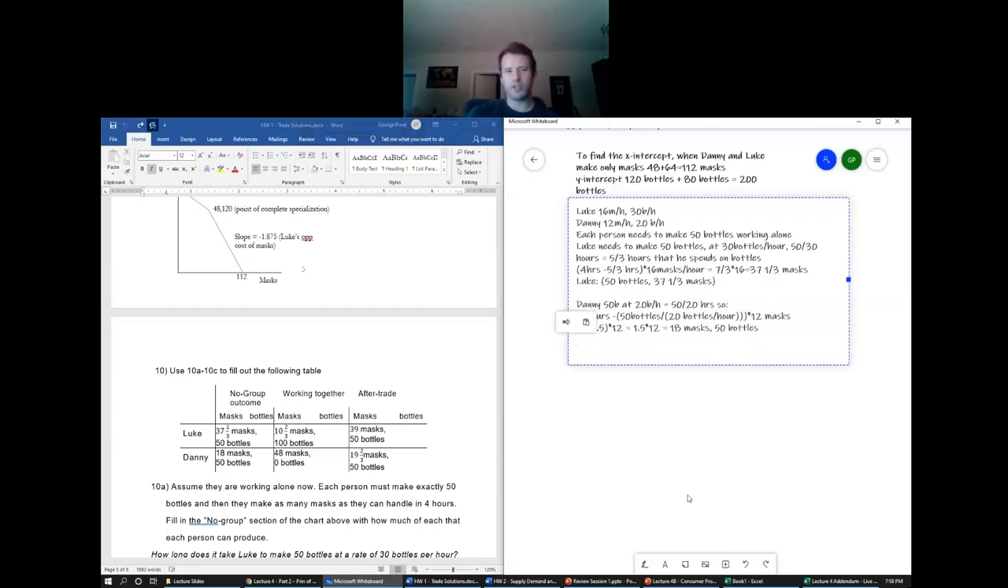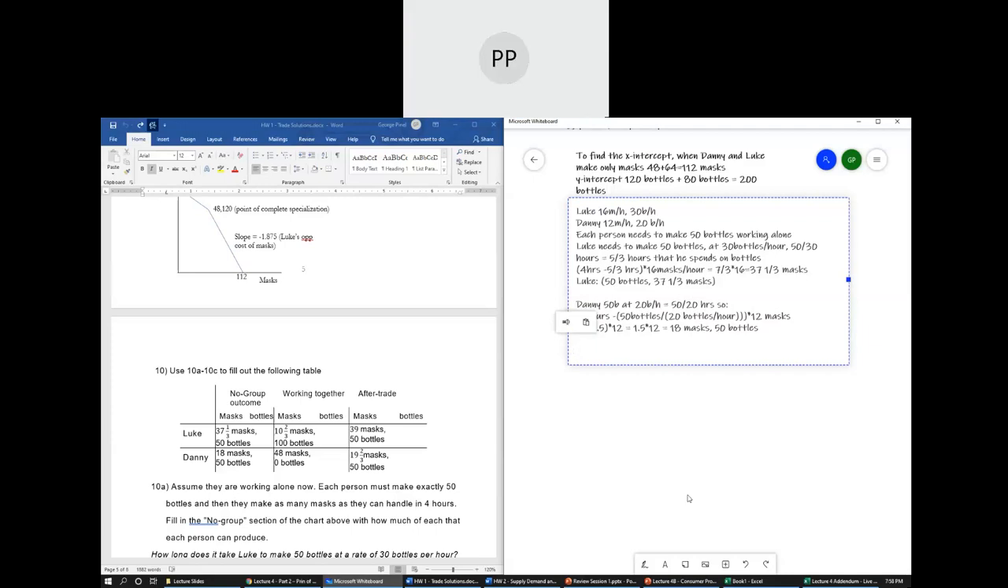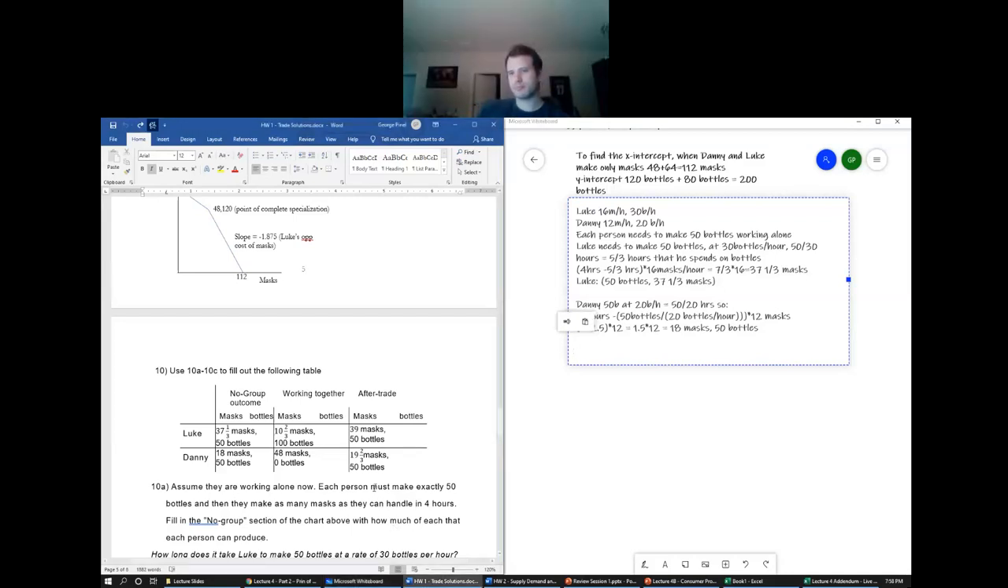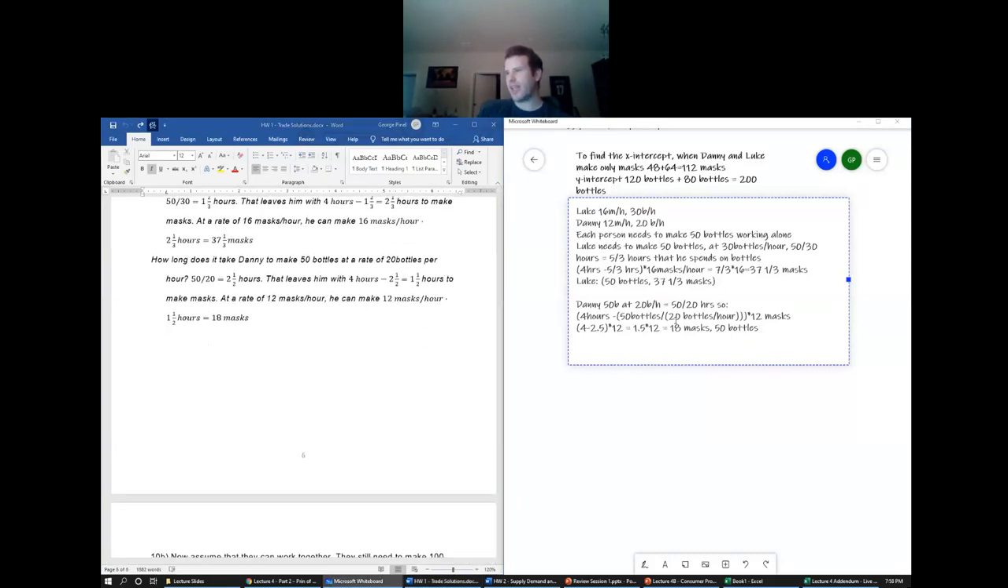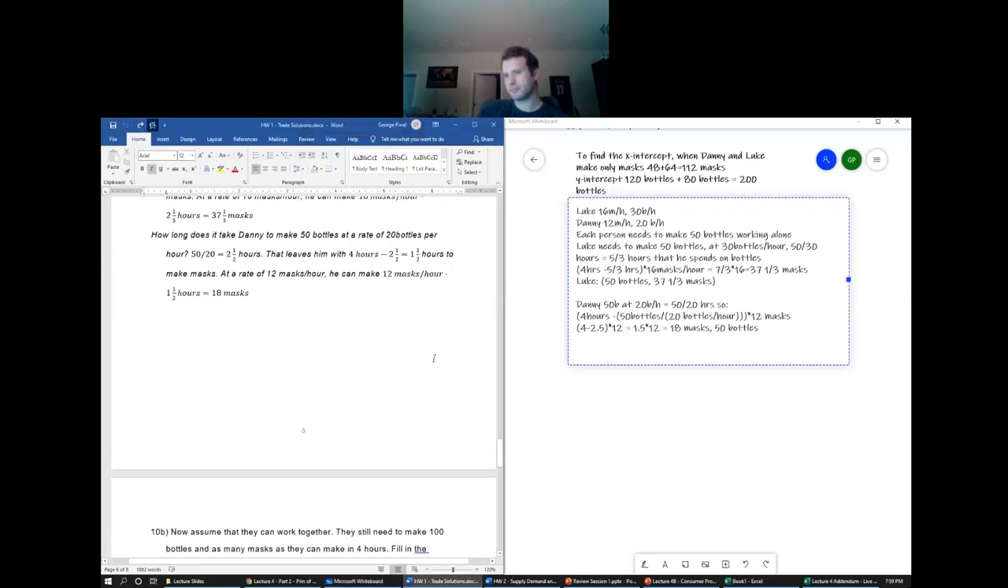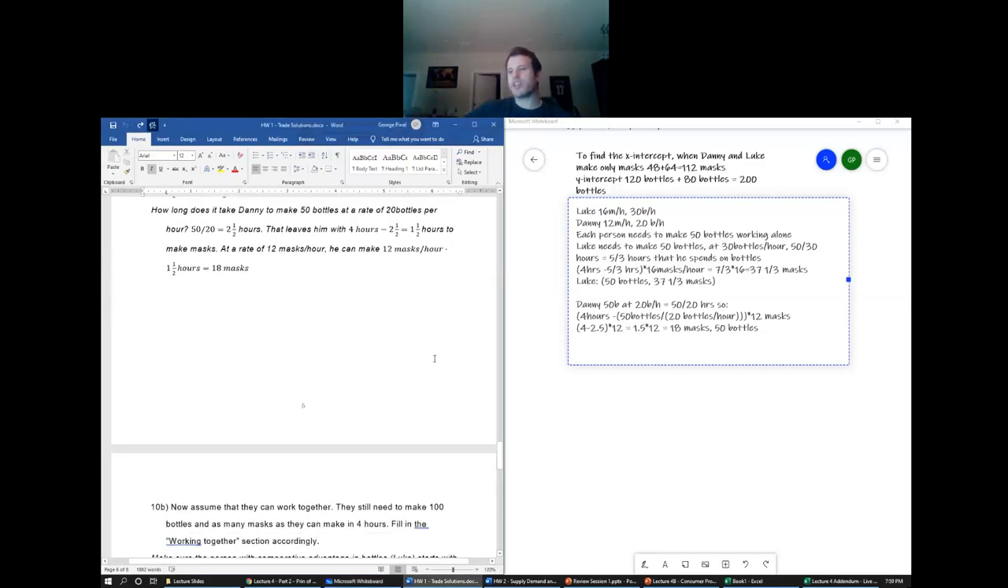Okay. Did I lose anybody with that? No. Cool. All right. Okay, so that's their working alone outcome. 18 masks for Danny, 50 bottles for both, and 37 1/3 masks for Luke. Okay, now assume they can work together. They need to make 100 bottles between the two of them, and as many masks as they can in 4 hours.